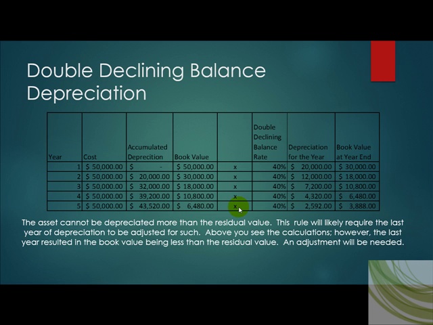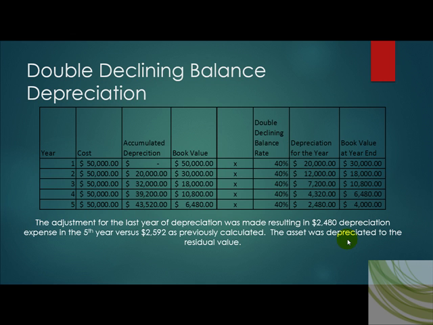We multiply the book value by the 40% double declining balance rate to determine that the fifth year depreciation for the year is $2,592, ending with a book value of $3,888. However, we had a residual value of $4,000. So in the fifth year, we must do an adjustment to make sure that we do not depreciate more than the residual value.